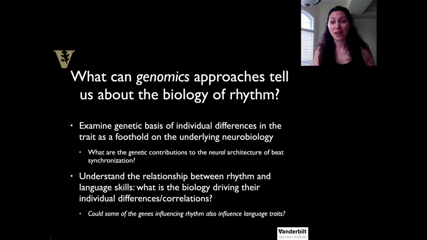So we're already learning a lot about the biology of rhythm from neuroscience imaging methods, as presented in Anna Kasdan's talk in this session. So what can genomics approaches tell us about the biology of rhythm? Well, as we get a foothold on the underlying neurobiology of individual differences through genetics, we can ask, what are the genetic contributions to the neural architecture of beat synchronization? In other words, how do genes influence the brain networks underlying rhythm ability? We can also use genetics to ask questions about the biology driving individual differences and correlations between rhythm and language. Perhaps some of the genes that influence rhythm could also influence language skills.